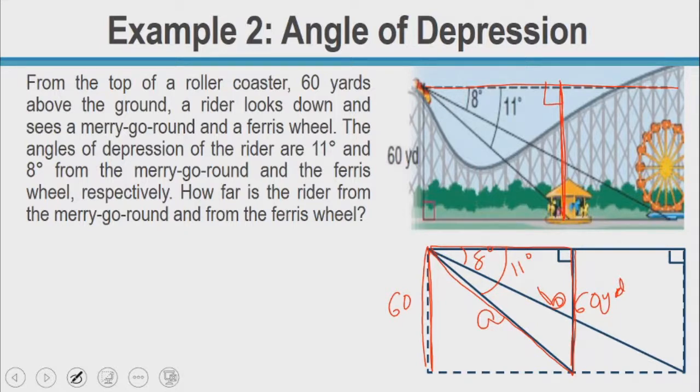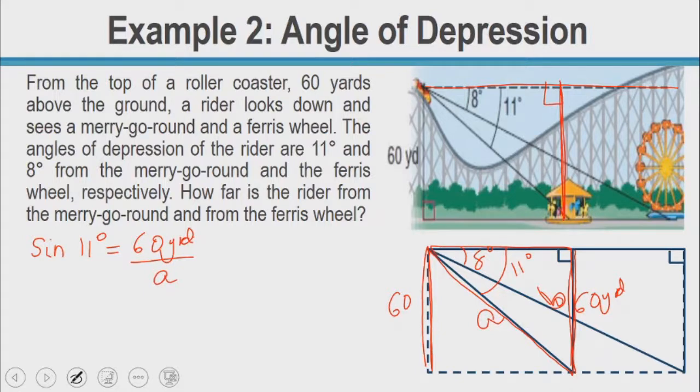We know this height, which is directly opposite the angle, so that is the opposite. And then we are now looking for the hypotenuse. So I'm going to use the sine. SOHCAHTOA: sine of the first one, 11 degrees, would be opposite, which is 60 yards, divided by my hypotenuse A.